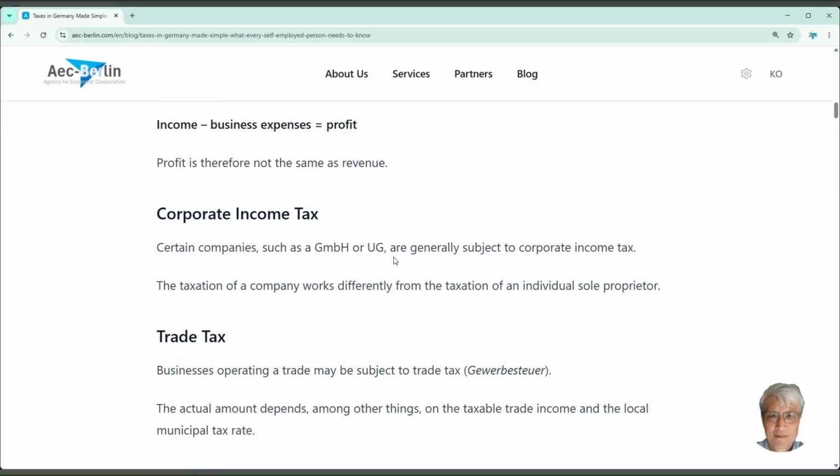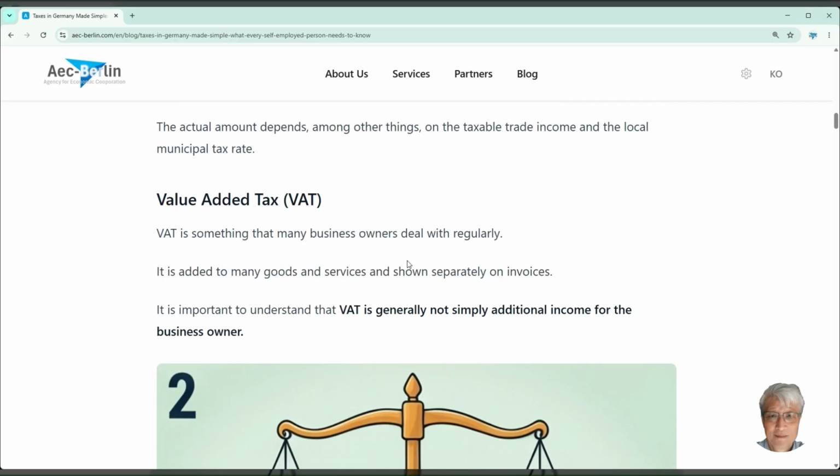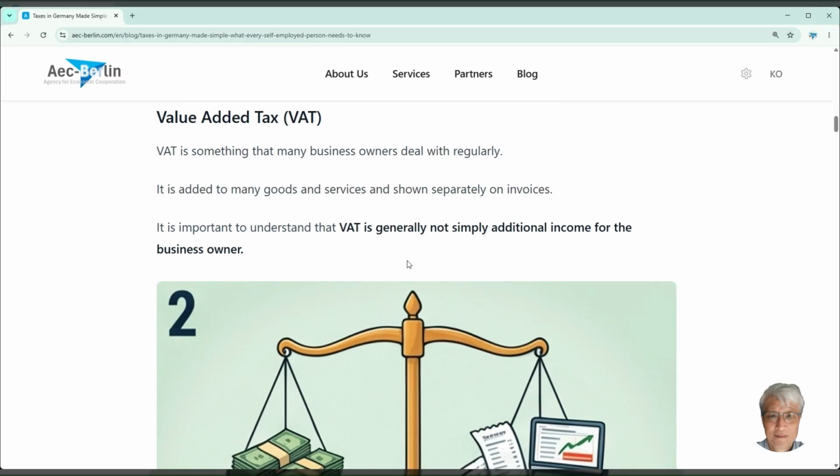Corporate income tax. Certain companies, such as a GmbH or UG, are generally subject to corporate income tax. The taxation of a company works differently from the taxation of an individual sole proprietor. Trade tax. Businesses operating a trade may be subject to trade tax, Gewerbesteuer. The actual amount depends, among other things, on the taxable trade income and the local municipal tax rate. Value-added tax, VAT. VAT is something that many business owners deal with regularly. It is added to many goods and services and shown separately on invoices. It is important to understand that VAT is generally not simply additional income for the business owner.